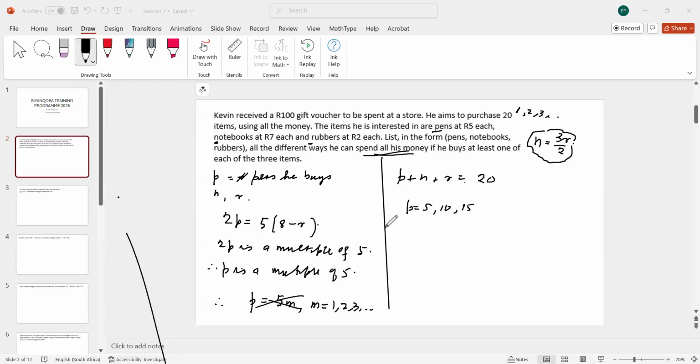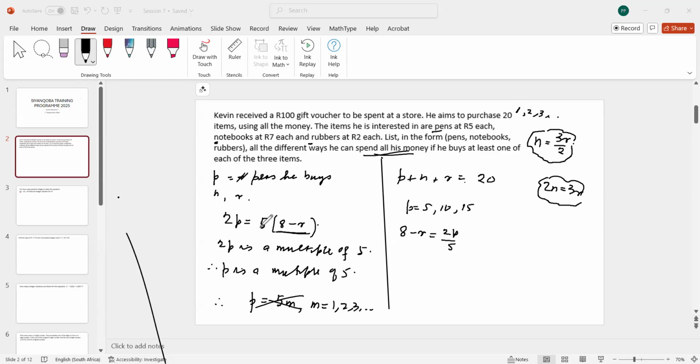So let's take each of these values. If p is equal to 5, now let's have a look at this one here. P is equal to 5. Now from here you can calculate. We had 2n equals 3r. I'll just hold that. I'll put that in deep freeze. Okay, that is something else. But knowing p, I can work out what r is because you got 8 minus r. Here, I can make r the subject of the formula. 8 minus r is equal to 2p divided by 5.